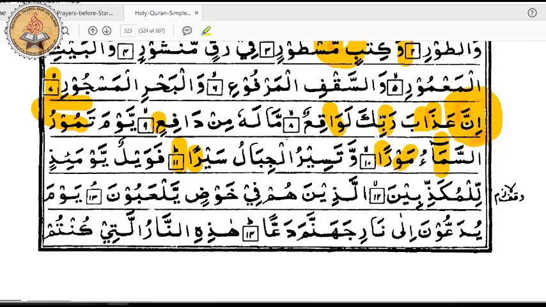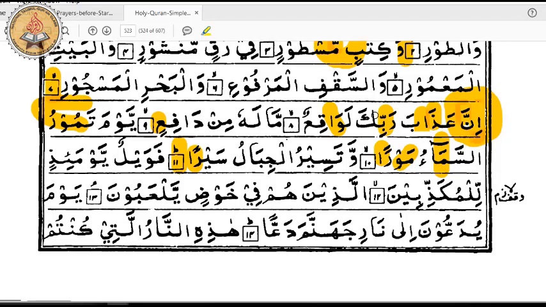What does the ba have on top of it? What is this crown-shaped sign? What's the name of it? Mushaddad. Mushaddad, yep. The shadda. The shadda or tashdid, anything that you want to say.